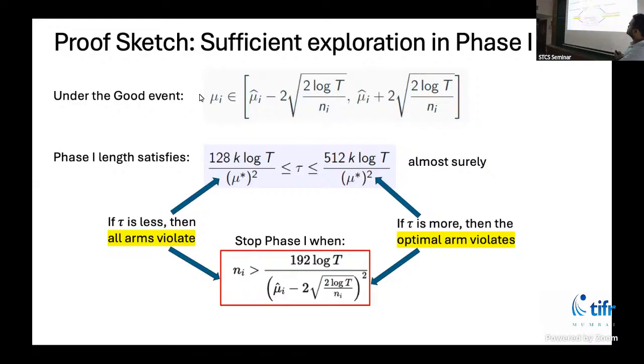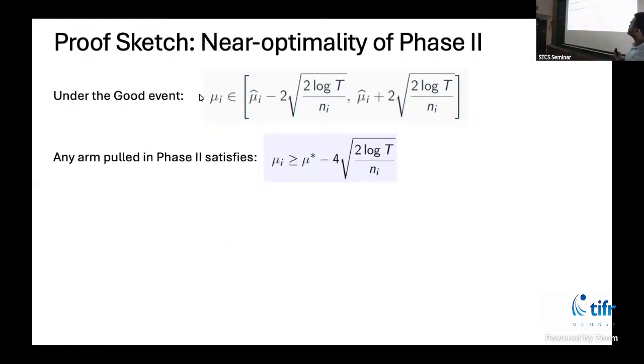This lemma tells us that we are sufficiently exploring in phase one, at least k log t by mu star square number of rounds. And once we are done with phase one, phase two is very easy. Whichever arm is pulled in phase two is near to the optimal arm mu star with high probability. Under this good event, if an arm i is pulled in phase two, then it is very close to mu star. This we can show, and the proof is standard. It comes from the UCB rule.